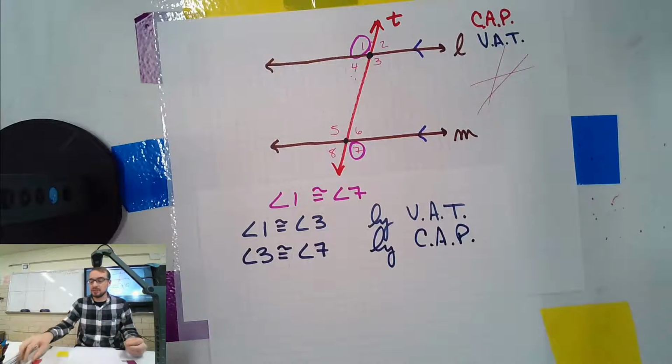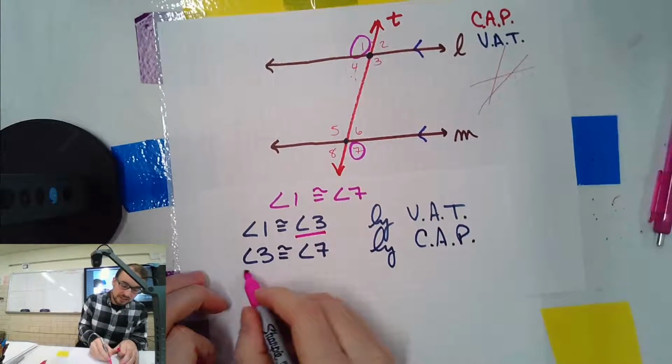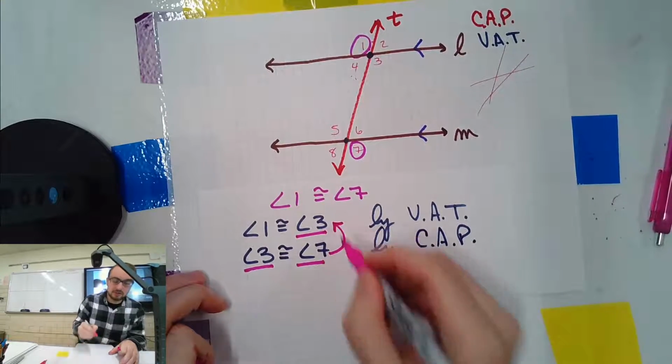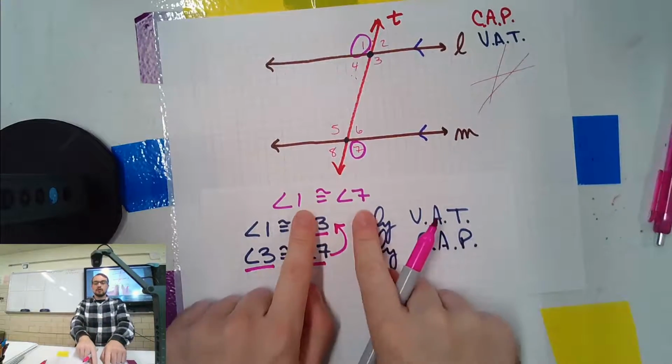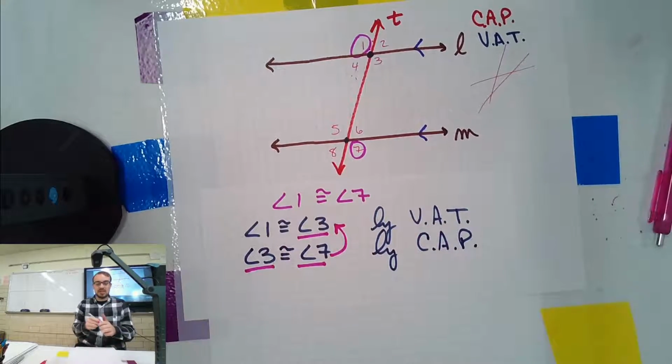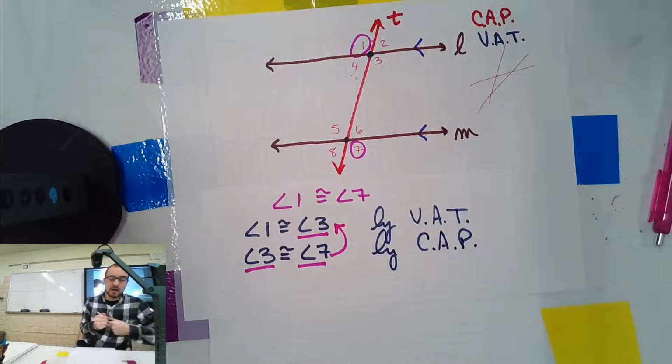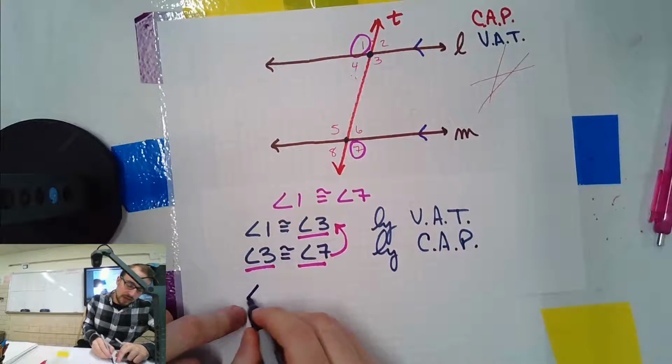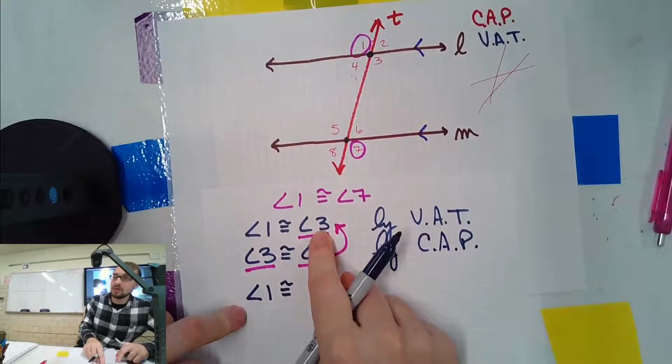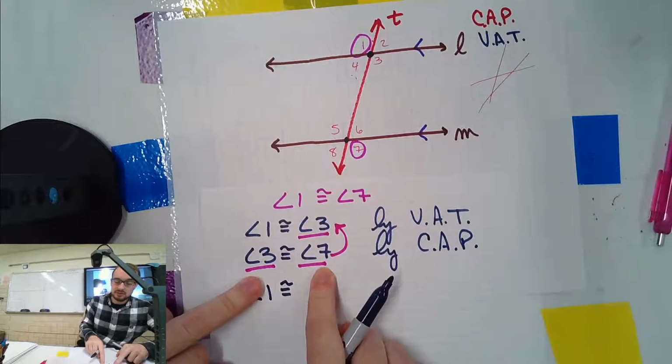Okay, so now what does this mean? Well, check it out. 3 is the same thing as 7. So whenever I see a 3, I can replace it with a 7. And that's what we want, right? So our last step is going to be to substitute. Instead of writing angle 1 is congruent to angle 3, I'm going to write angle 1 is congruent to, instead of writing 3, I'm going to replace it with a 7.